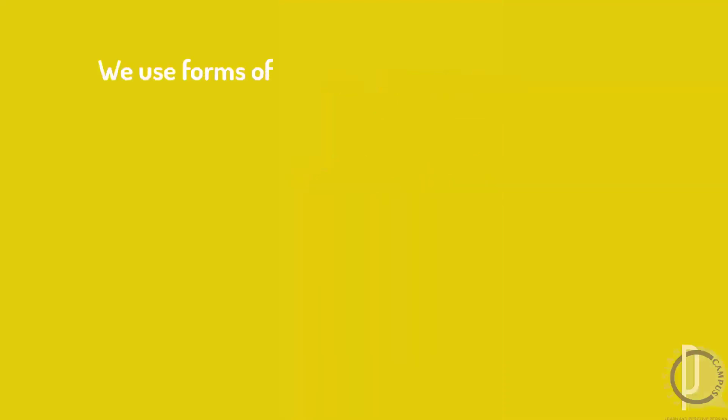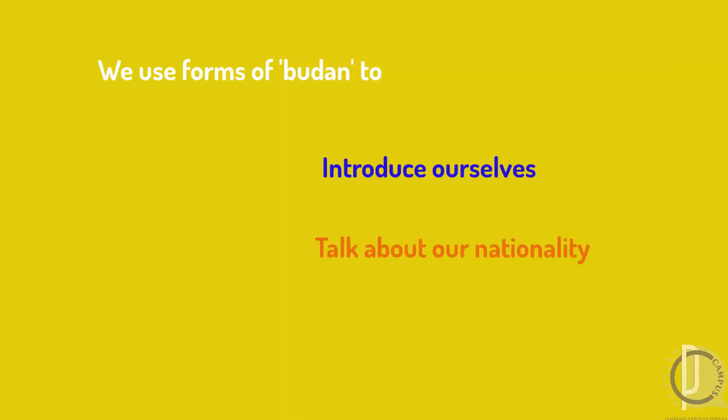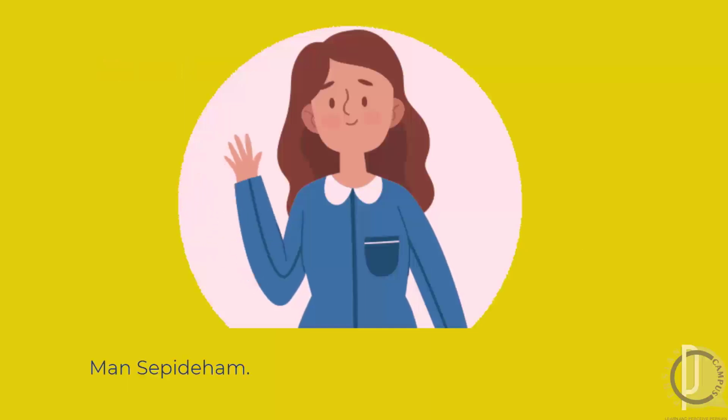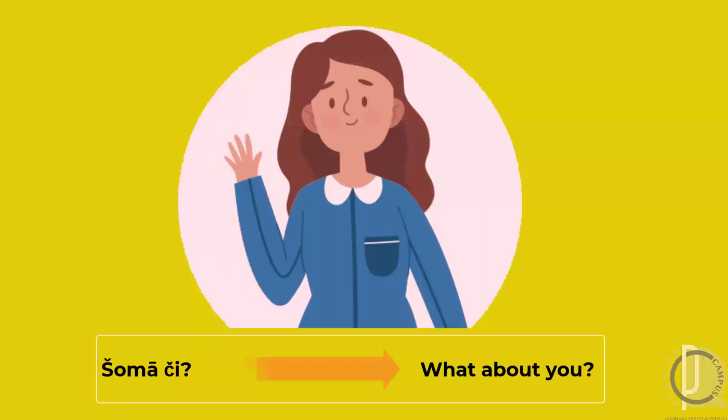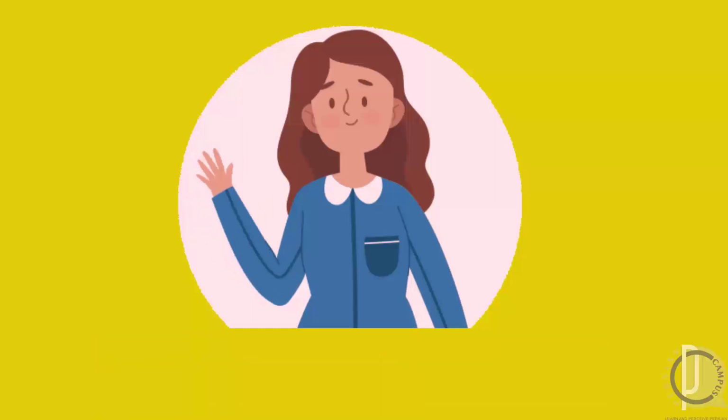So, see, we can apply this structure to introduce ourselves and talk about our nationality. من سپیدم. من ایرانیم. شما چی؟ What about you? Answer this question in the comments.